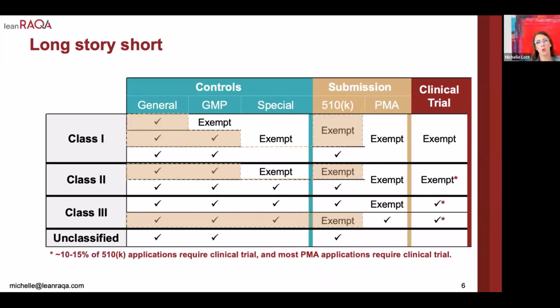So long story short about all of that, you can see this is a matrix of what type of control, submission requirements, and trials that you may end up with. So while it is a blessing to have a whole set of exemptions that generally don't apply in other geographies, it can also be very complex to navigate and make sure that you do have the right and basic set of requirements.